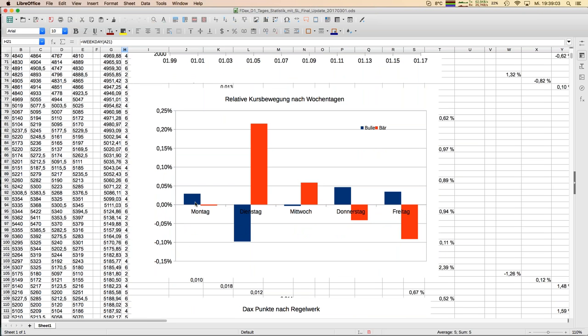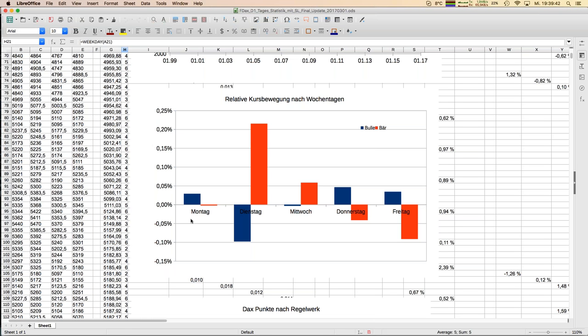What does it mean if we look, for example, at the Monday? Looking at the Monday, we will find blue bars and red bars. Blue means we look for those days within the last 16 years, days in a bull market, meaning the value of the DAX is above the EMA, with that simple definition between bull and bear market.